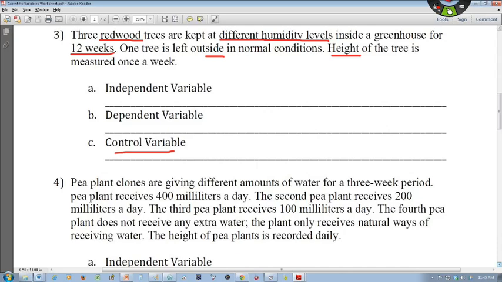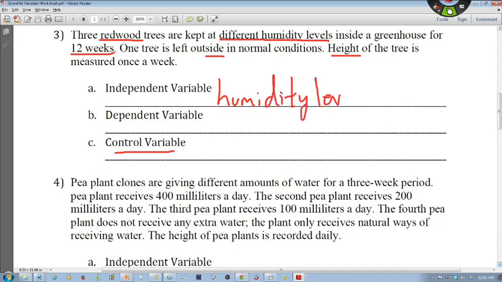The different is a key word there. So we see different humidity levels. That's one of our variables that is changing. And then we have the height of the tree, like in number 2 we had height again. So I think that we can see that the scientists are manipulating the humidity levels. So the humidity levels would be our independent variable. It's what they know before they run the experiment.